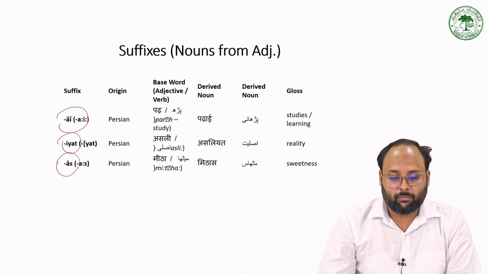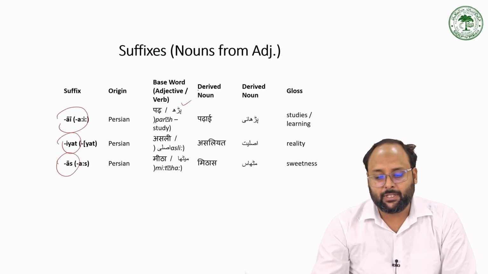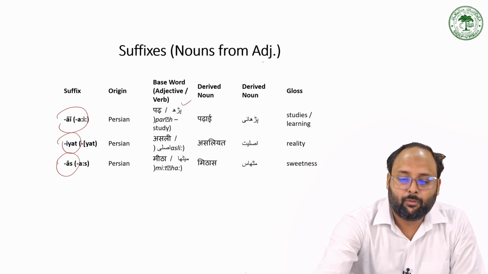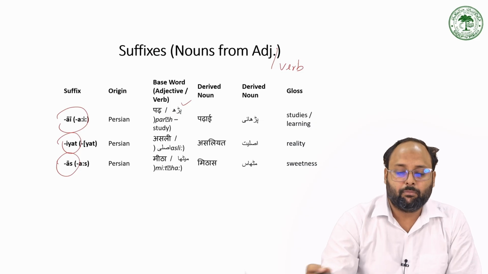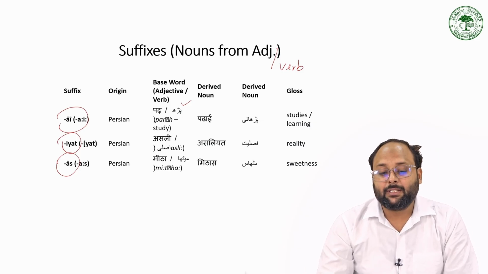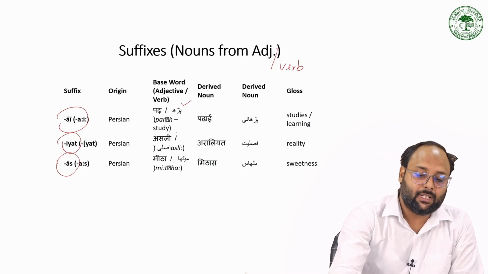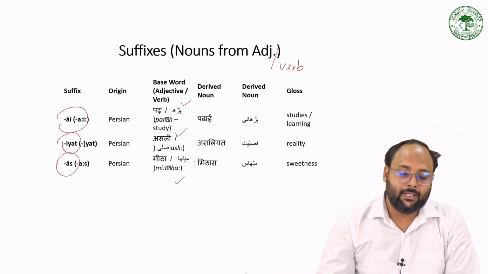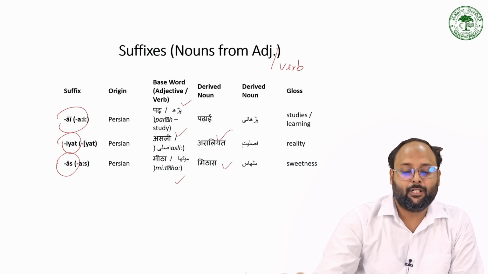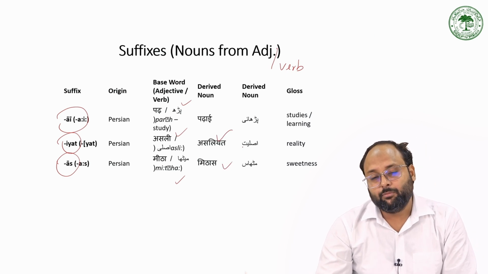Like par is a verb, so the base can be an adjective or sometimes a verb. Par is the verb, so par changes into padai. So these are derivations of nouns from adjectives as well as verbs. Par becomes padai, asli becomes asliyat and meetha becomes mithas. Asli and meetha are adjectives, so we can create nouns like asliyat and mithas from these base words.